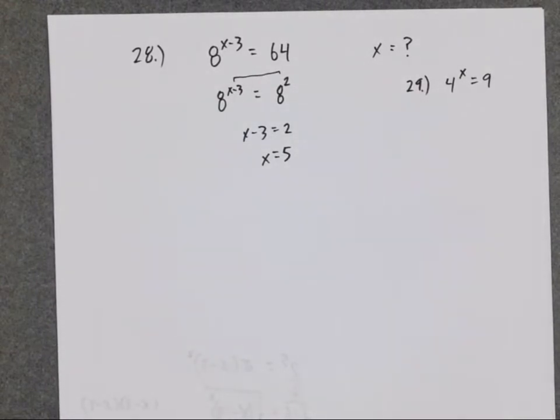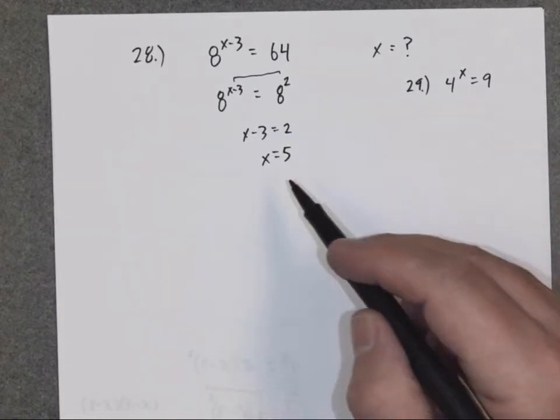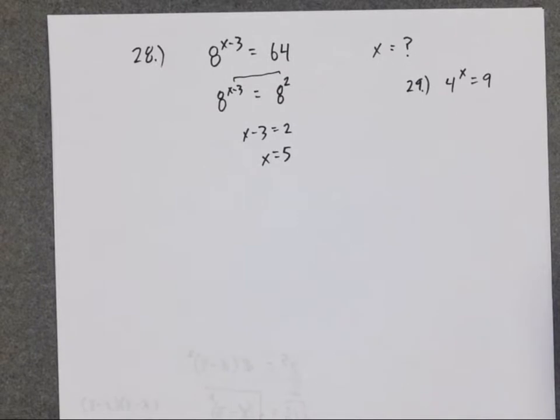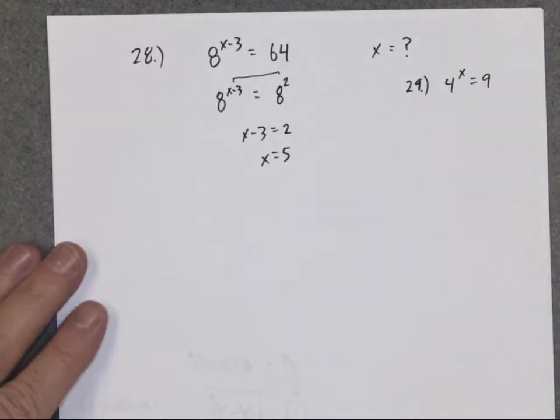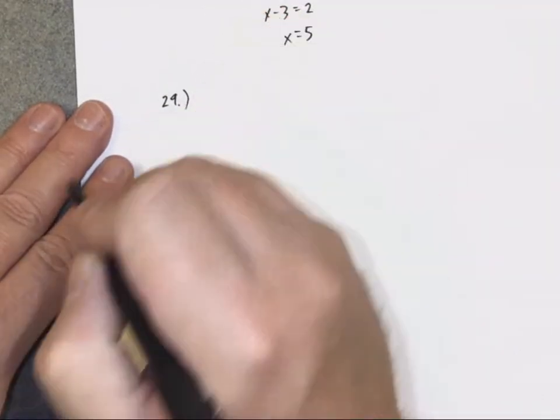Now someone could go along on 28 and they could solve 28 using logs, just like I'm going to do on problem 29, and they will get the same answer. In my opinion, it's a lot more work, but nothing wrong with that, if that's what you prefer. But this method seems pretty simple. So now, let's do 29 right here.